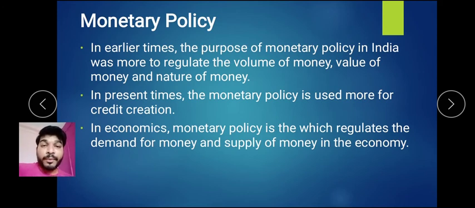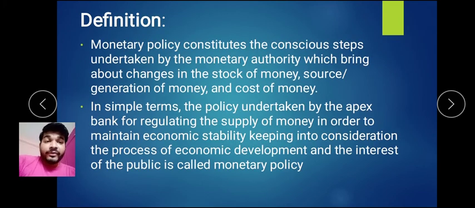So at present, monetary policy is known as credit creation. Now credit creation talks about how money can be expanded, more and more money is lent, so that more and more profit is earned by commercial organizations, and there will be more supply of money in the economy. Here the definition says that in simple terms, it is the policy undertaken by the apex bank for regulating the supply of money. They try to regulate mainly the supply of money in order to maintain economic stability. If they take control of the supply of money, what will happen? They can make stabilization, or there is an equilibrium in the economy, so that the process of economic development goes on, and public interest is also maintained. So these things should be done with the monetary policy, and it has been done by the RBI.